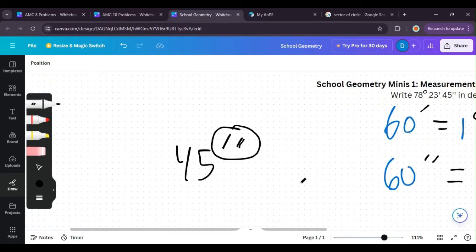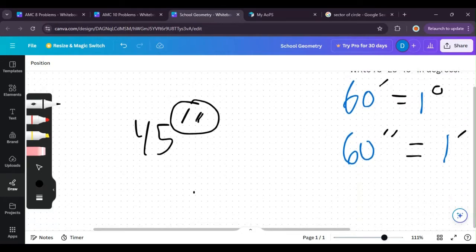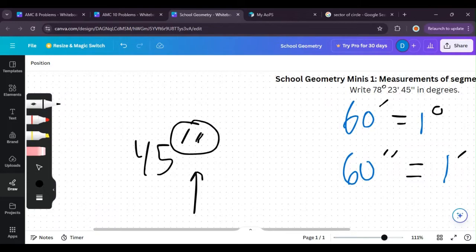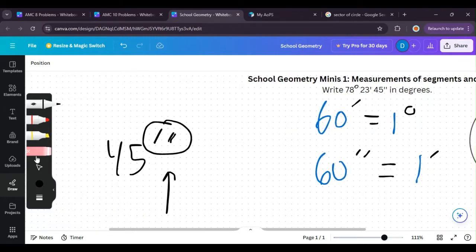Next up, we have 45 seconds. So this is the second symbol, and it has two apostrophe looking symbols, one more than the minutes. So you want to make sure that you remember that, and it's pretty useful. And we don't write it out for all these symbols. We just use the symbols instead of actually writing out degrees, minutes, or seconds, just like you don't write out addition instead of just having an addition sign.